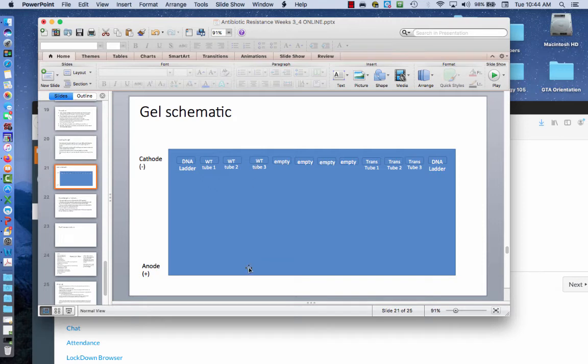We did 3 wild type reactions. We left several lanes empty. We did 3 transformed reactions, and then again we repeated the DNA ladder. Now remember, in wild type reactions, lanes that had the wild type samples, do we expect to see a band or not? Do they have the transferase gene? Will there be replication? What about the transformed? They do have the transferase gene. There should be replication. So what should we see here? Should we see a band?